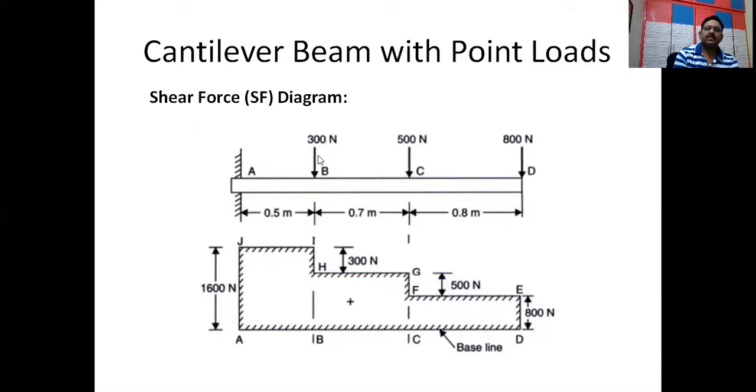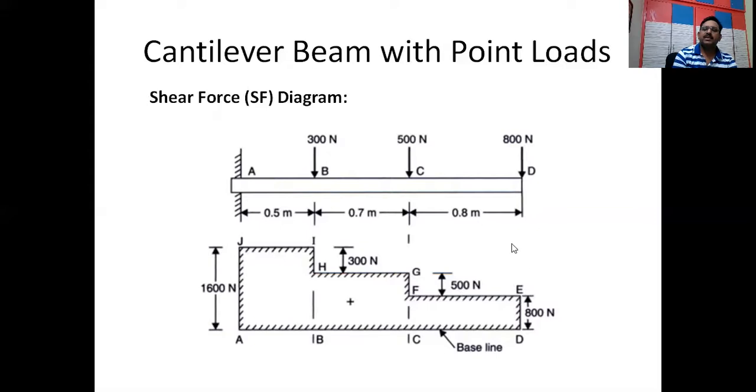Now here, a 300 Newton force is acting. So we have to deduct 300 from 1600. The shear force at this one will be 1300 Newtons. And from B to C, it will remain at 1300 Newtons only. Here, 500 Newtons in the downward direction. So we have to deduct 500 from 1300. So it will be 800 here. So the shear force at section C is 800. And the shear force will remain as 800 till D. So from C to D, it will be 800 only.